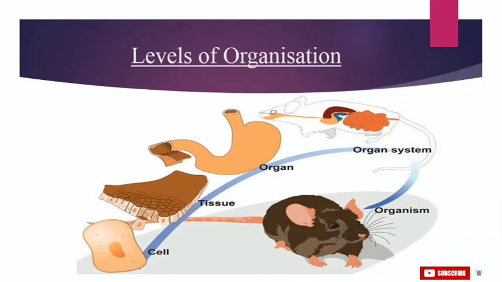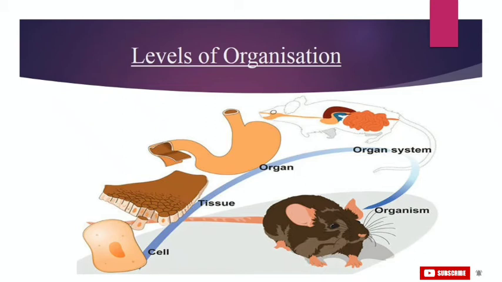The first basis of classification is levels of organization. As you can see on your screen, the picture gives you an idea about the levels of organization that are used in classification of animals. The first level of organization is at the cellular level, second is at the tissue level, third is at the organ level, and fourth is the organ system level. First, one by one, we will see what these levels of organization mean.